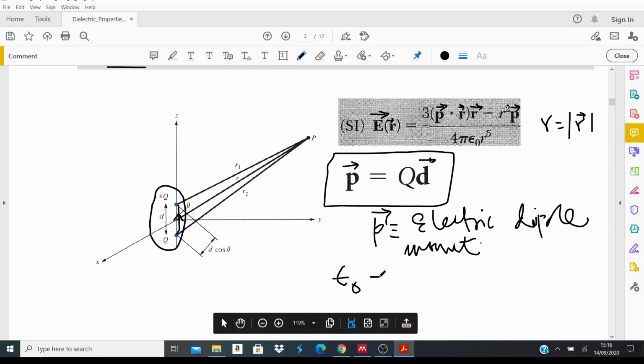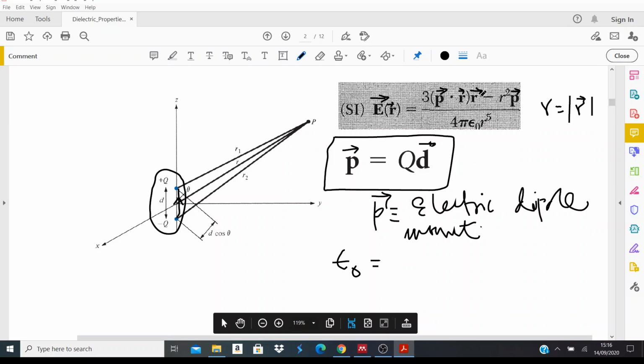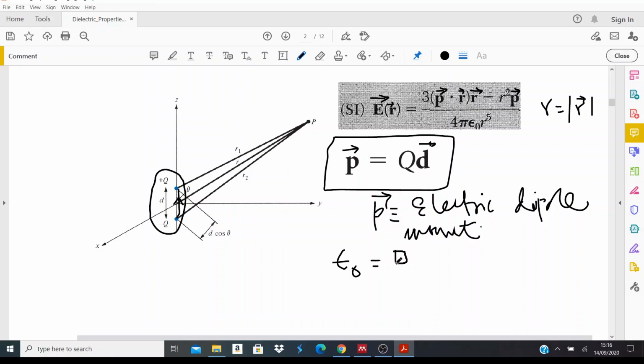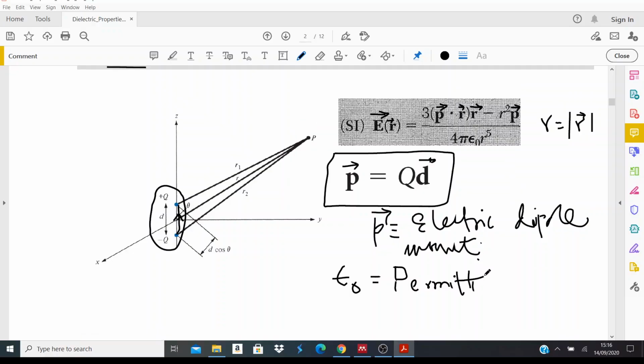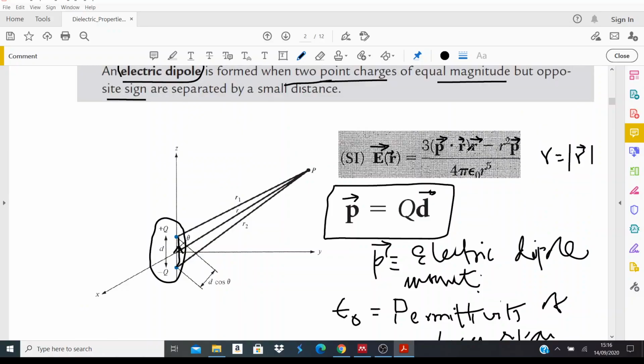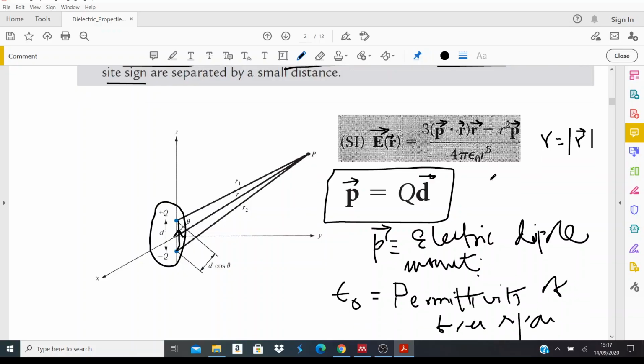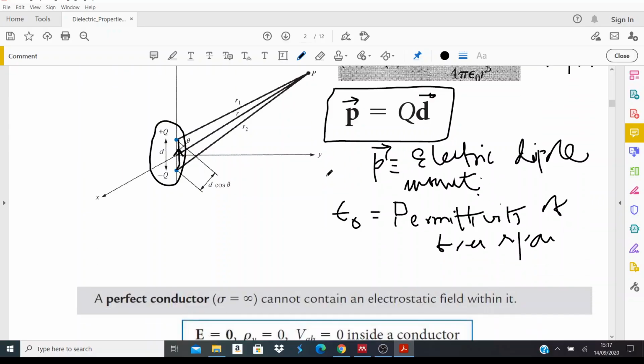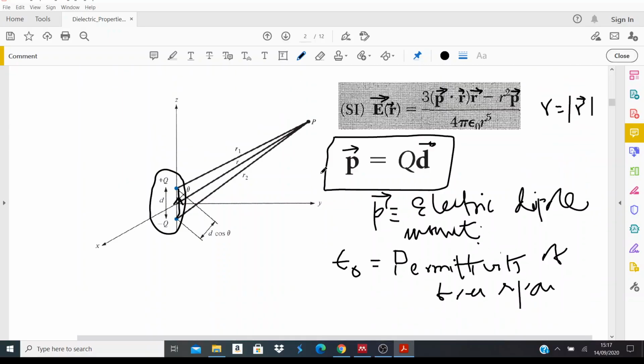In discussion of the dielectrics, let's once and for all settle this epsilon naught. This is the permittivity of the free space, right? Epsilon naught is nothing but the permittivity of free space, and note this r to the power 5 in this expression, and r is the magnitude of the distance, right? So we know what is the electric field at some point away from this dipole. So these things will be useful in lectures to come.